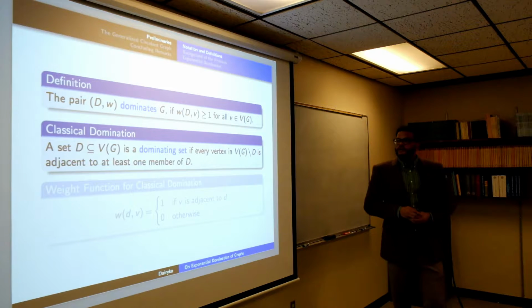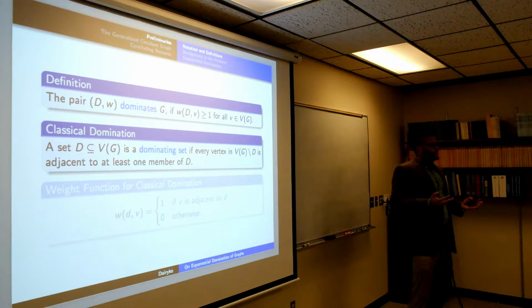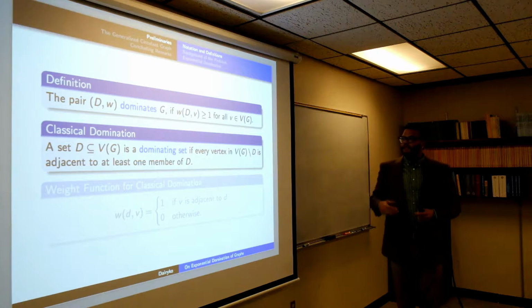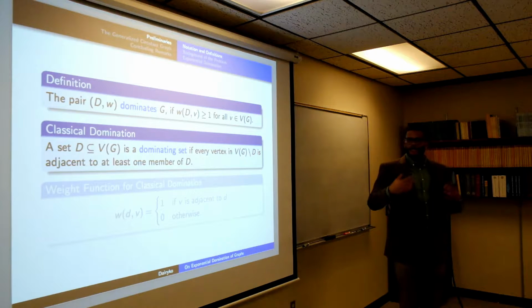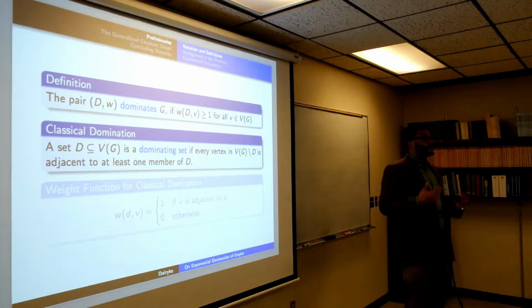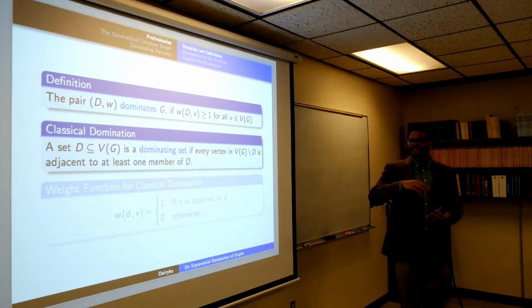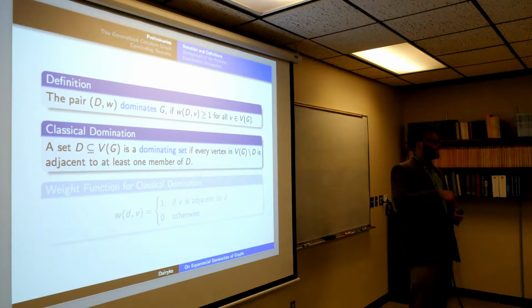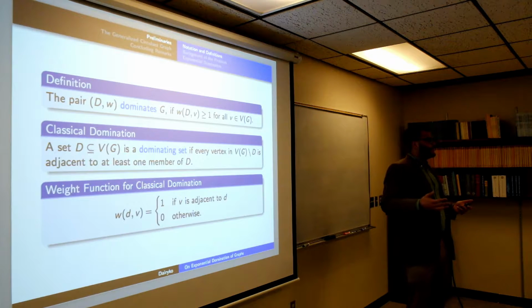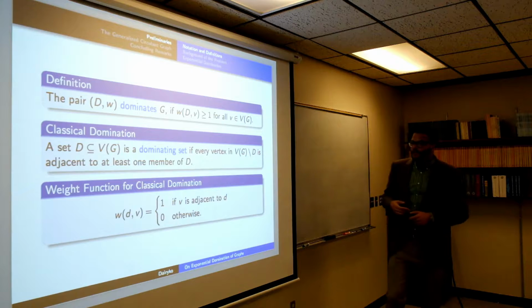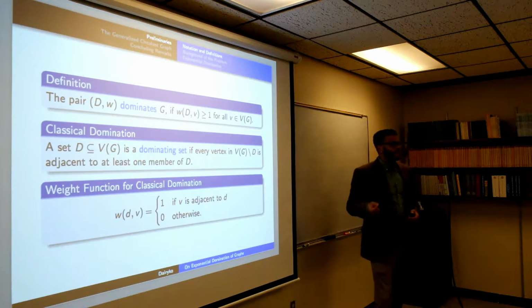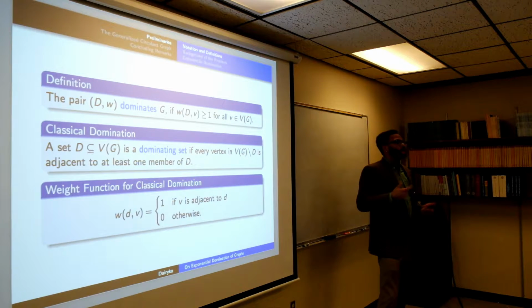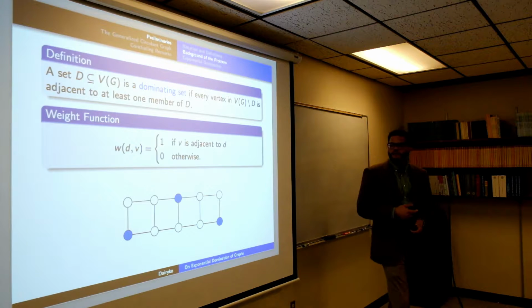Okay? So the original dominating problem, or classical domination, is as follows. You have a set of vertices. It's considered to be a dominating set if every vertex that's not in that set is adjacent to at least 1 vertex in that set. Okay? Another way of defining it is in terms of its weight function. So here, the weight that D sends to V will be 1 if they're adjacent and 0 otherwise. So I have another example.